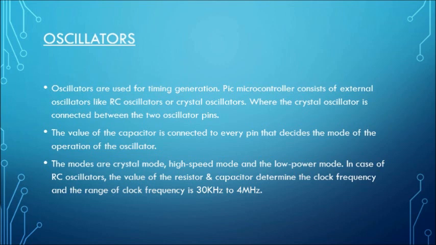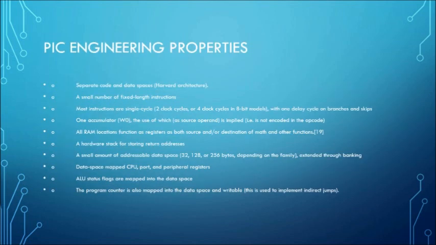PIC microcontrollers consist of external oscillators like RC oscillators or crystal oscillators. The value of the capacitor connected to every pin decides the mode of operation of the oscillator. The modes are crystal mode, high speed mode, and low power mode. In the case of RC oscillators, the values of the resistor and capacitor determine the clock frequency, and the range of clock frequency is 30 kHz to 4 MHz. Here is a detailed list of all engineering properties that the PIC microcontroller contains.